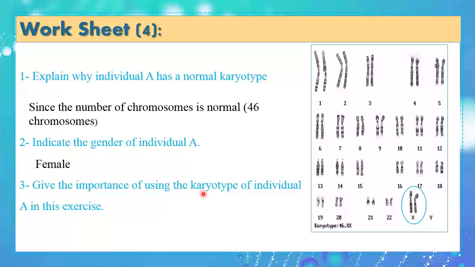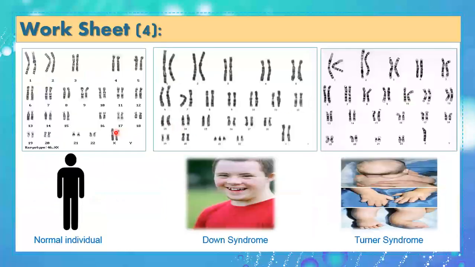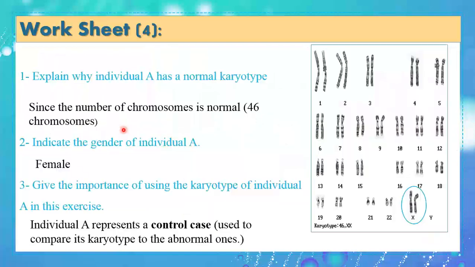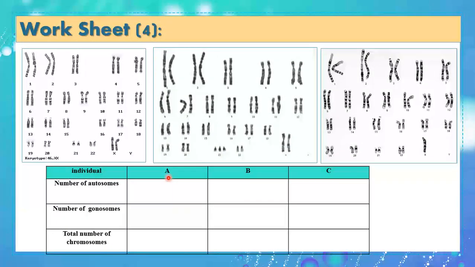Give the importance of using the karyotype of individual A. Having a normal karyotype here is important in order to compare it and find the abnormality in Down syndrome and Turner syndrome. That's why we say that individual A represents a control case, used to compare its karyotype to the abnormal ones.